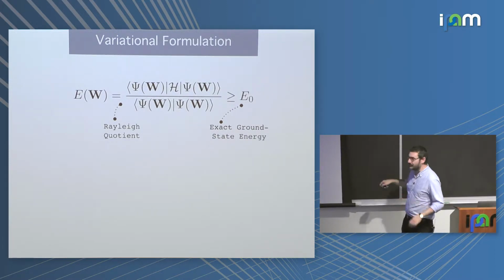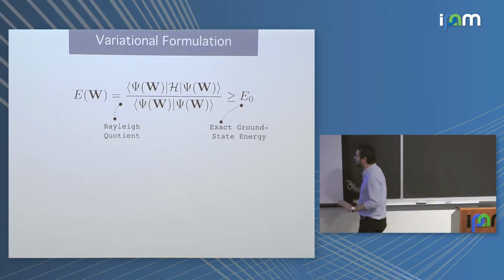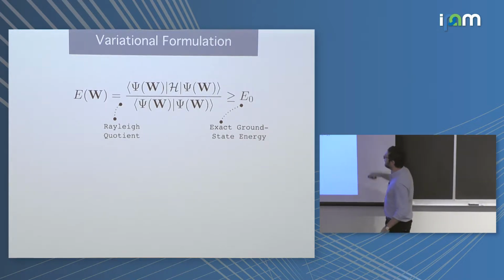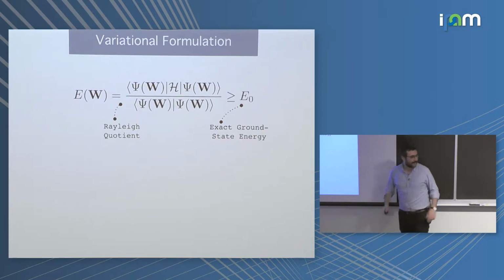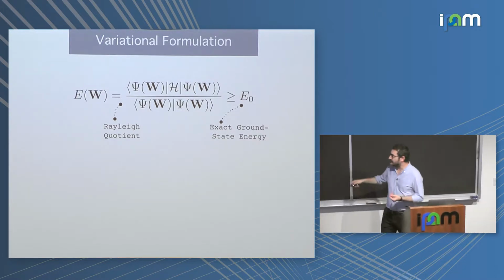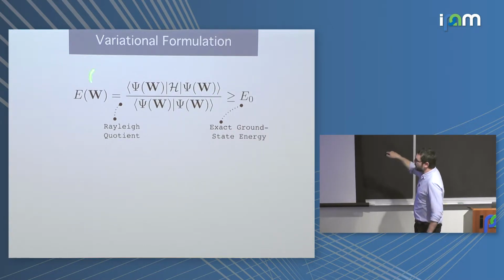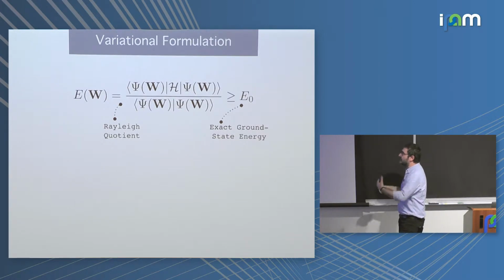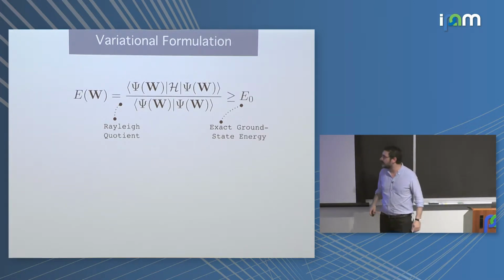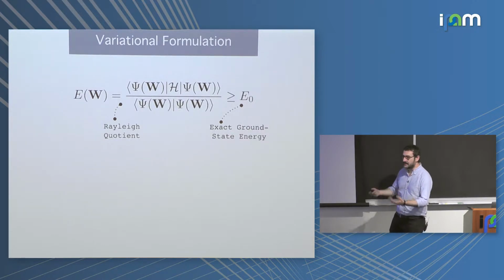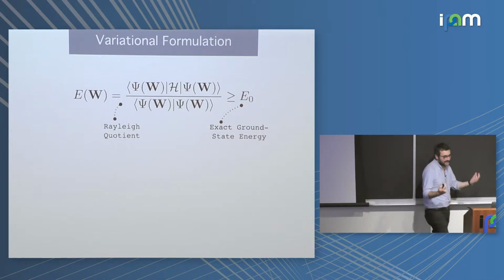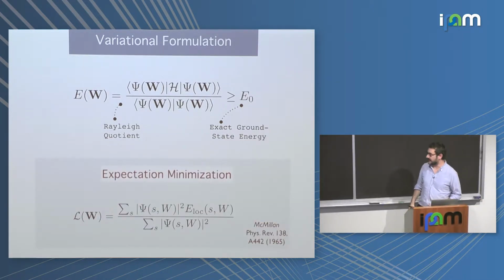So here I'm using the physics notation for brackets. I hope you are familiar with that. But basically, what I've written here is the Rayleigh quotient for the Hamiltonian in mathematical terms, which is nothing but the expectation value, in physical terms, of the Hamiltonian over a given fixed variational state with weight W. And you can show that this object is always larger or equal than the exact ground state energy. So what we do in this variational formulation is try to minimize this object to the best of our possibilities and then find an approximation of the ground state.